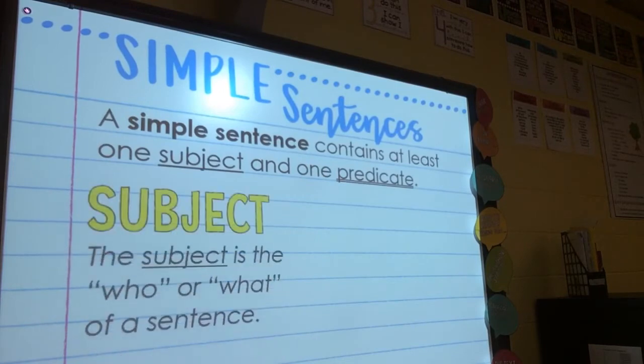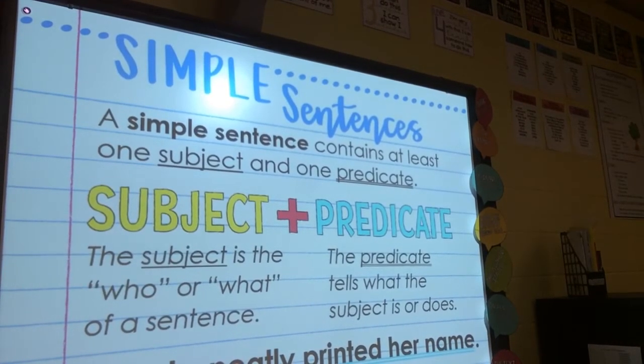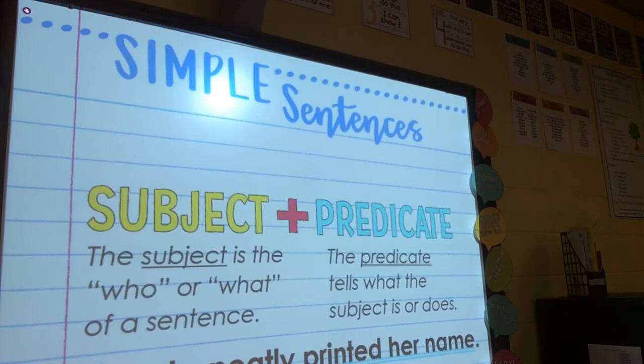Ooh, I didn't know this could happen like this. I'm just scrolling. Then the predicate is what the subject does. That equals a whole sentence. So look, Gerda neatly printed her name. Okay, that's a complete sentence. We know that. Not new information.